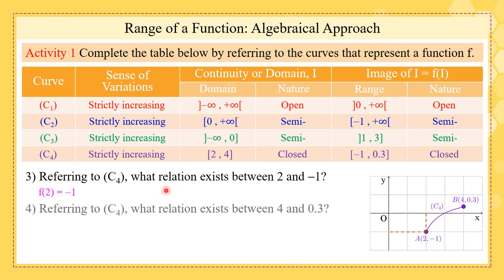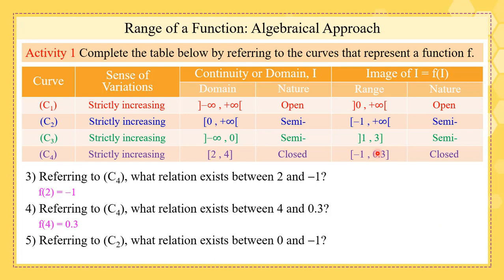Referring also to the same curve, what is the relation between 4 and 0.3? This is 4, this is 0.3. We can also say that f of 4 is 0.3. So from here we can say that f of 2 is -1, f of 4 is 0.3.